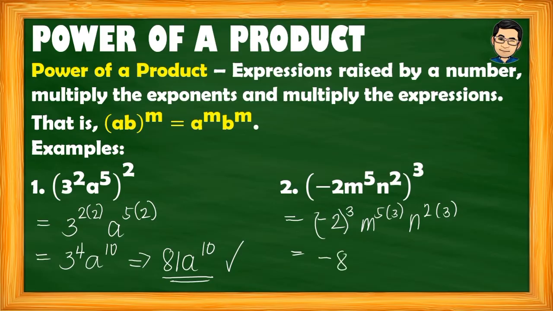And then, M raised to 5 times 3, 15. Then, N raised to 2 times 3. So, 2 times 3, that is 6. So, our final answer will be negative 8M raised to the 15th power, N raised to the 6th power. So, ayan lang po yung power of a product.